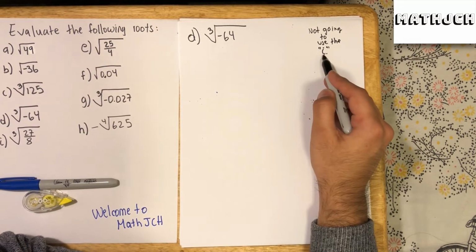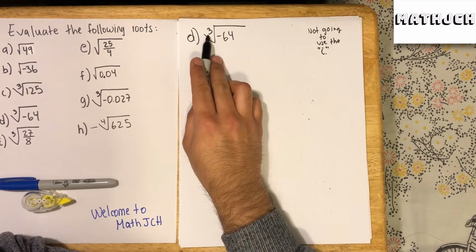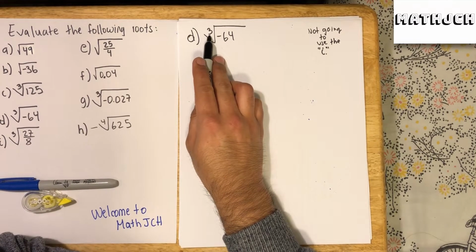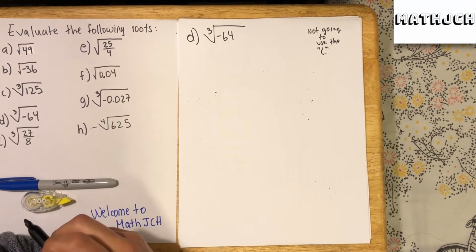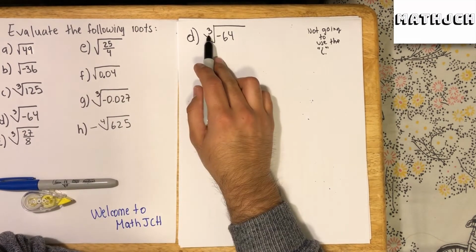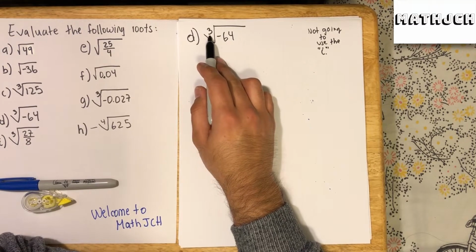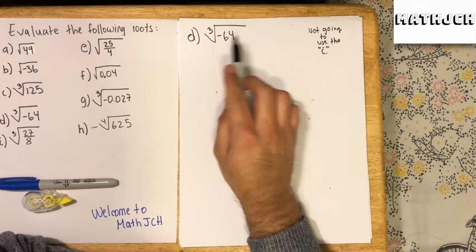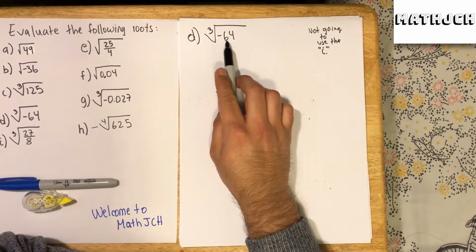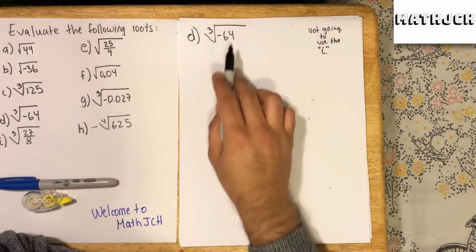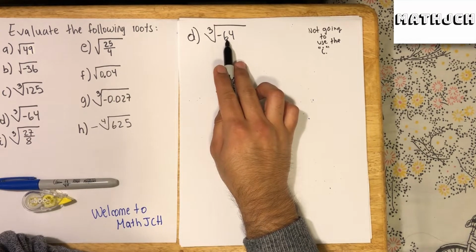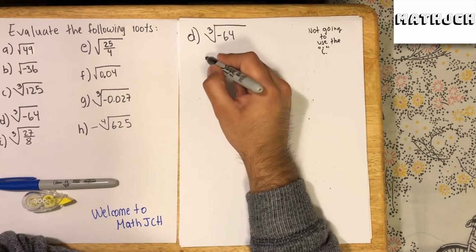So use this i only when the index is an even number, like 2, 4, or 6, or even 8. But in this case, we have an odd number like 3 or 5 or 7, so we don't have to use the i. That means that it's okay to have a negative number inside the root. Now, let's do the factorization of negative 64, okay?